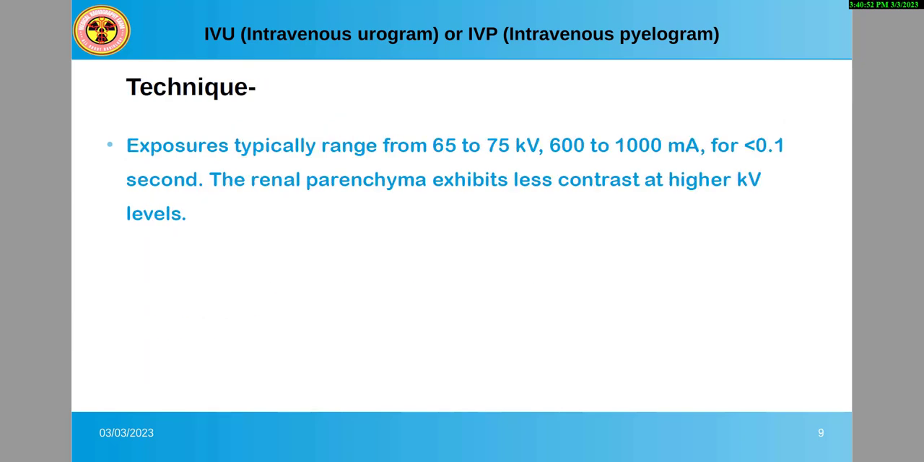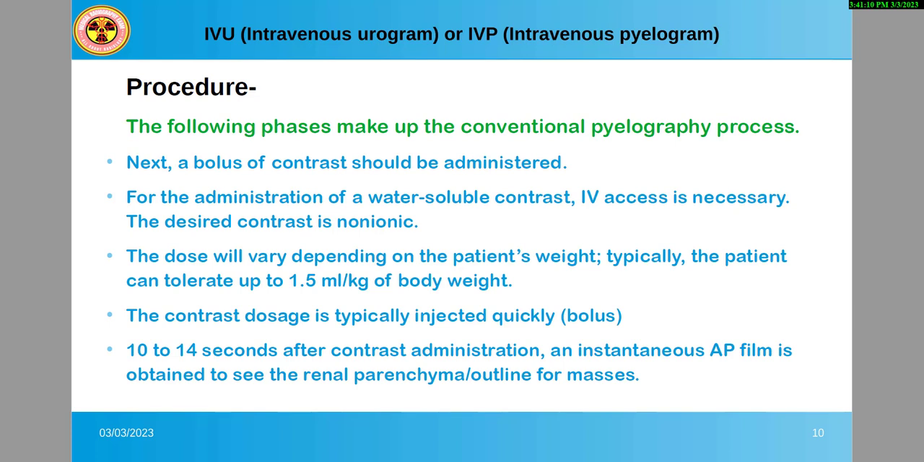Technique. Exposures typically range from 65 to 75 kV, 600 to 1000 mA, for 0.1 second. The renal parenchyma exhibits less contrast at higher kV levels. Procedure. The following phases make up the conventional pyelography process. First, a bolus of contrast should be administered. For the administration of a water-soluble contrast, a 4-axis is necessary. The desired contrast is non-ionic. The dose will vary depending on the patient's weight.